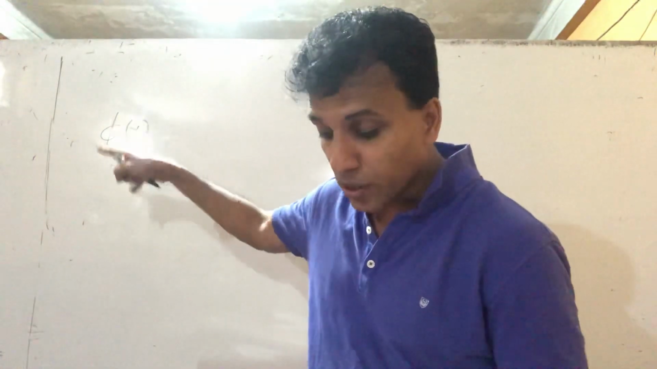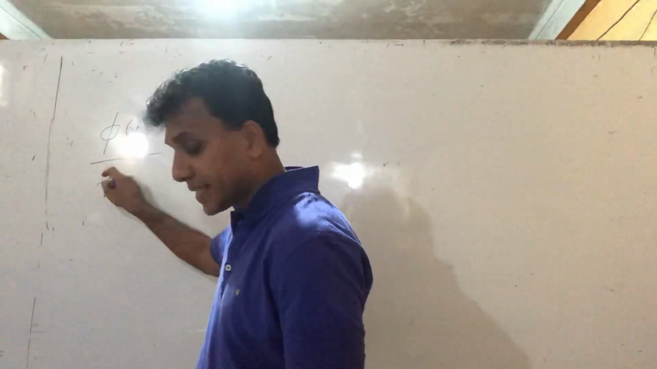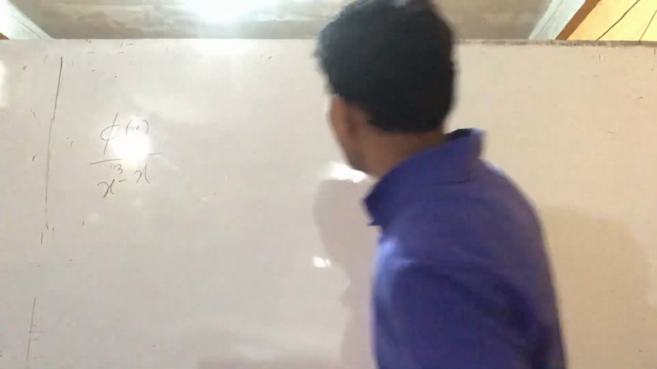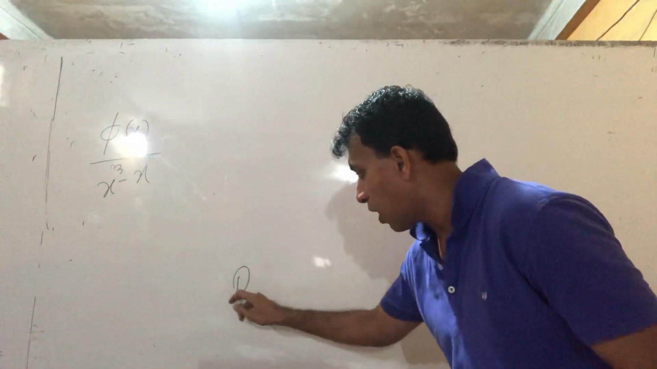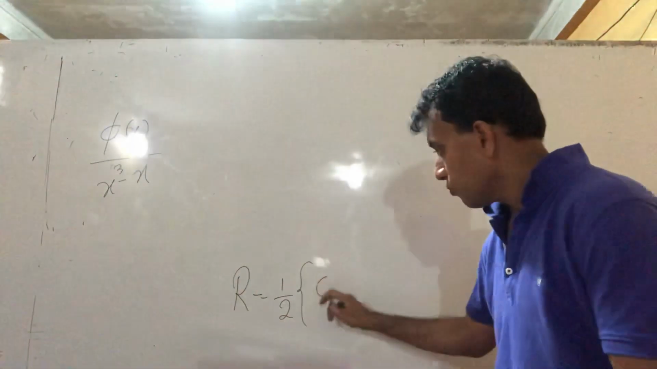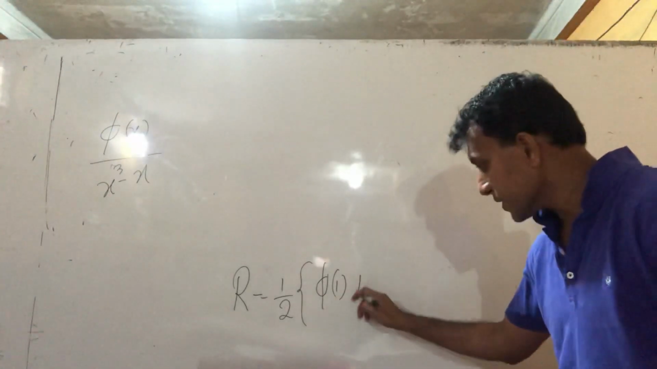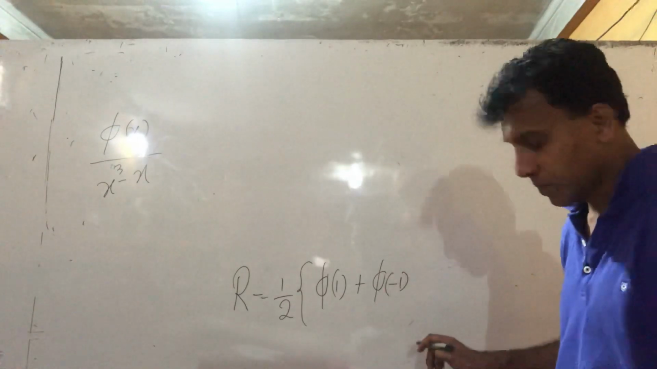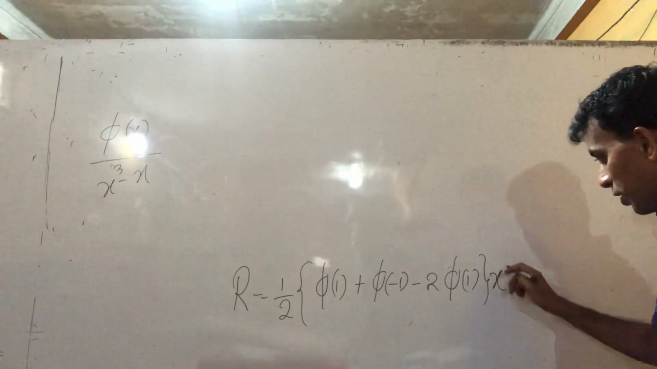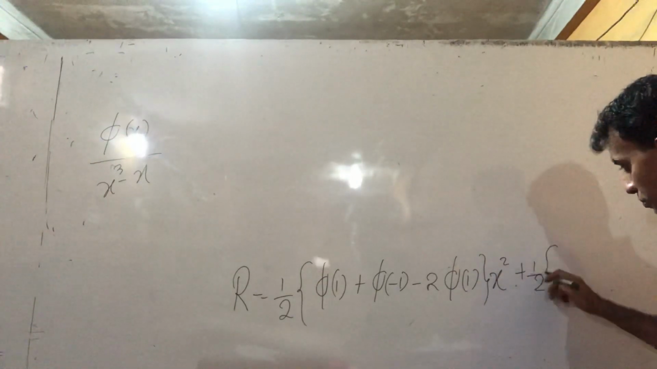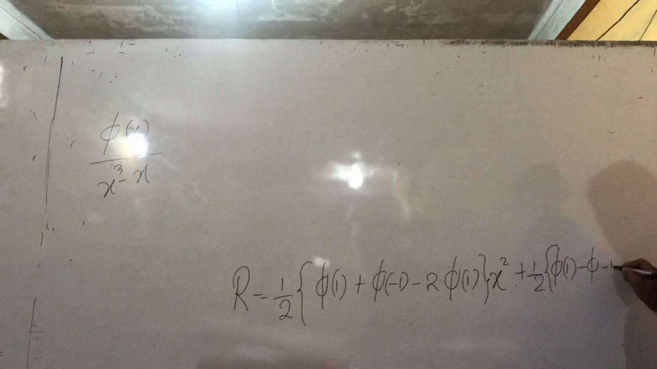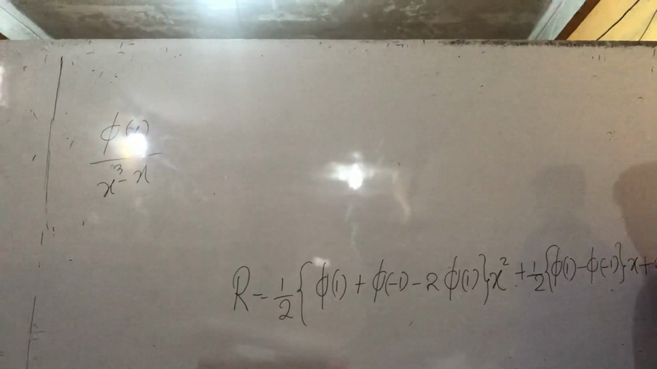Show that when this phi(x) is divided by x cube minus x, the remainder R equals half into phi(1) plus phi(-1) minus 2 times phi(0), into x square, plus half into phi(1) minus phi(-1), into x, plus phi(0).